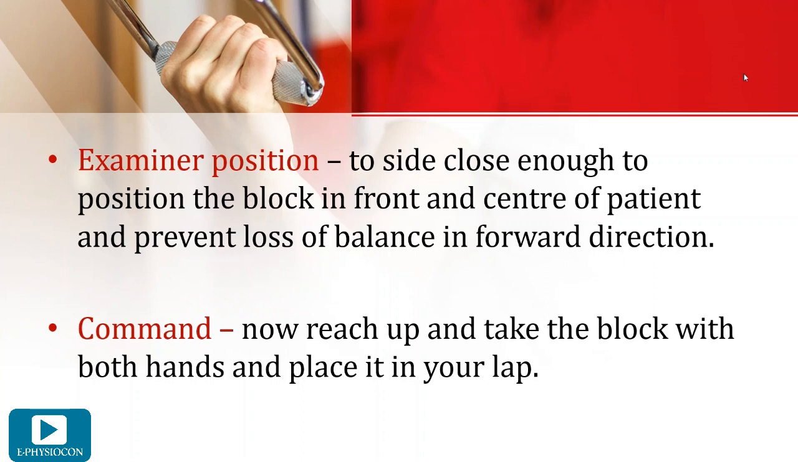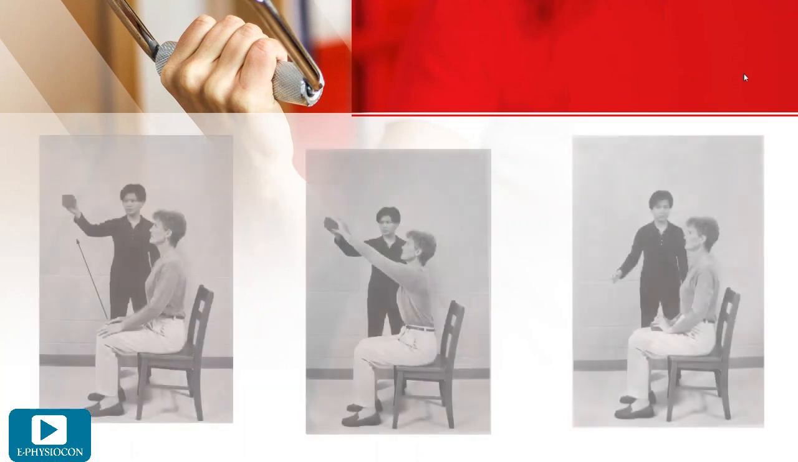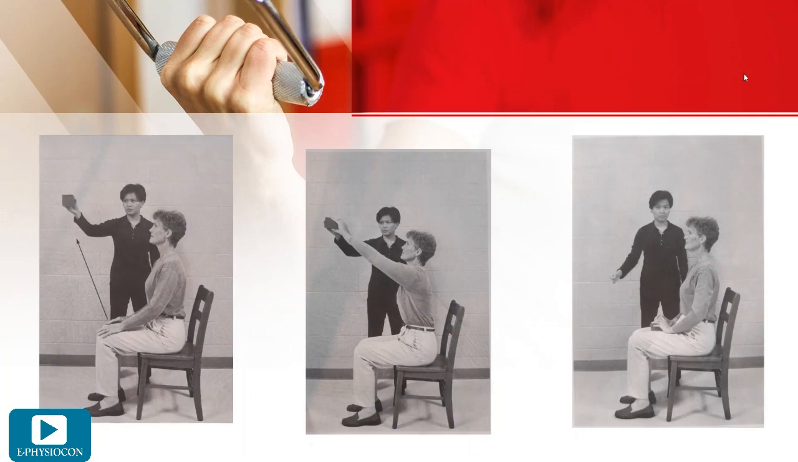Command: what command should we give to the patient? Now reach up and take the block with both hands and place it on your lap. You will get an idea from the pictures. In the first picture, the therapist is standing near the patient, holding a block forward and center of the patient. In the second picture, the patient bends forward and reaches out to the block. In the third picture, the patient puts the block onto the thighs.